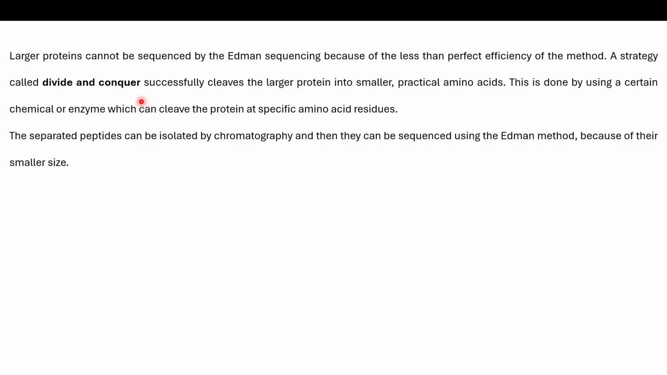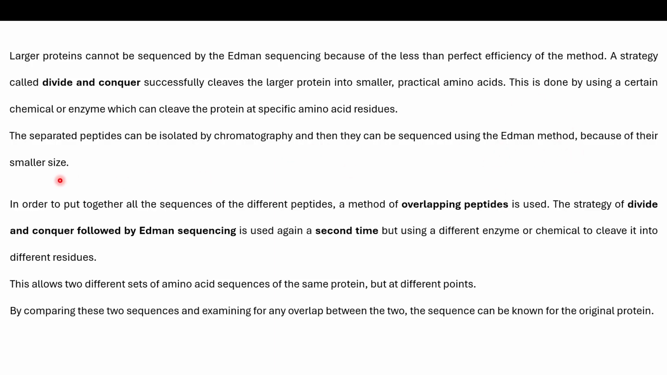The larger protein can be cleaved into smaller amino acid sequences of practical lengths, and this is done using certain chemicals or enzymes which cleave the protein at specific amino acid residues. The separated peptides can be isolated by chromatography, and then sequenced by the Edman method because of their smaller size.